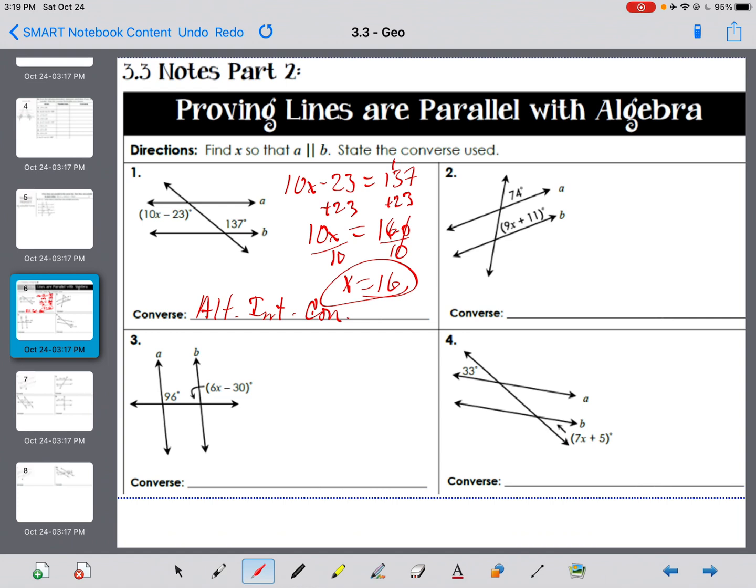What is the relationship between those angles? Well, 74 is in the top right of that intersection. 9x plus 11 is in the top right, so that's corresponding angles converse. And corresponding angles are congruent, so we can say 9x plus 11 equals 74. And we're going to subtract 11. 9x equals 63. Divide by 9. So x equals 7.